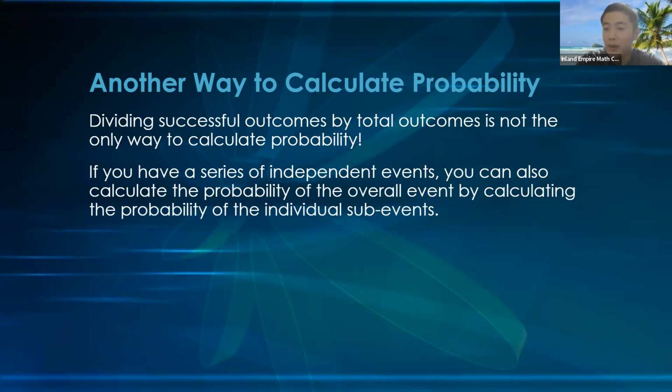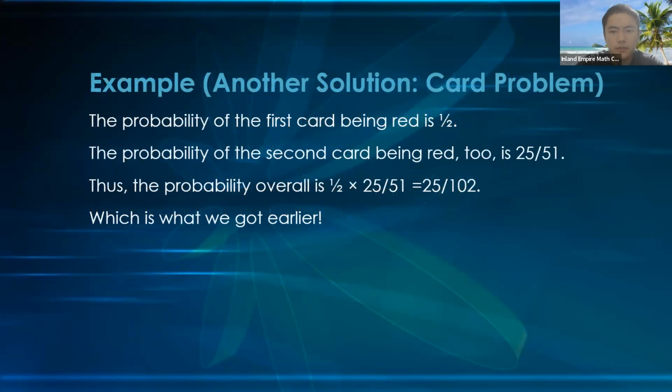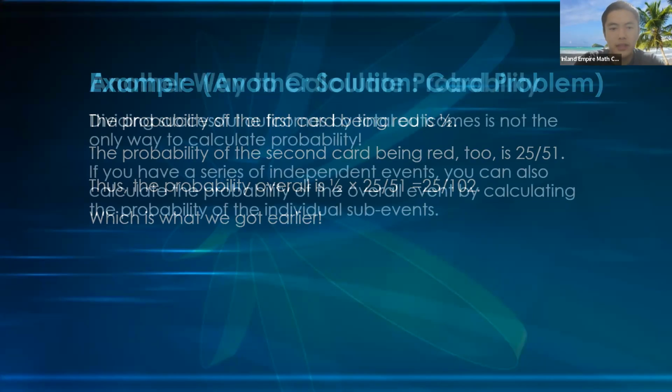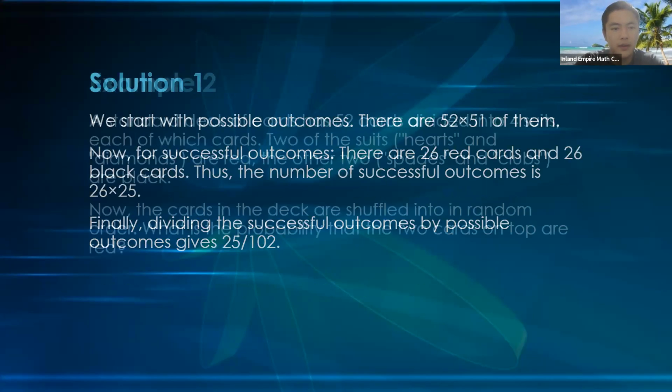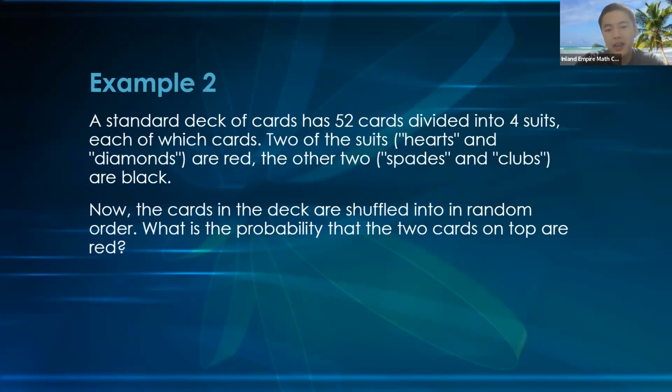So as always, when you put math into English words, it's super confusing. So let's look at an example to solidify and make this idea more concrete. Remember the problem we just did. You have 52 cards and you rearrange them and you pick the top 2. And you want to find the probability that the 2 cards on top are red.